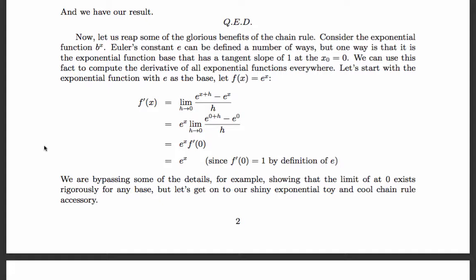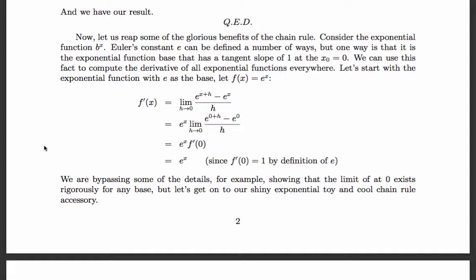Let's start with the exponential function with e as the base. Let f of x equal e to the x. Then f prime of x, if it exists, equals the limit as h approaches 0. We're taking the perturbation secant slope function of e to the x plus h minus e to the x over h. H is your run. E to the x plus h minus e to the x, that's your rise. From the numerator, I can factor out e to the x, and I can take it out of the limit because there's no h involved.